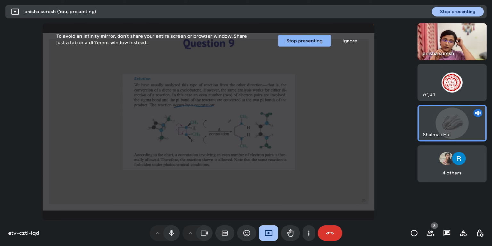Ma'am, in the product, both the methyl groups should be in trans position, but here it is in cis. After the ring opening, the methyl groups will be in the trans position, if you do the conrotation. Both are trans only, EE.